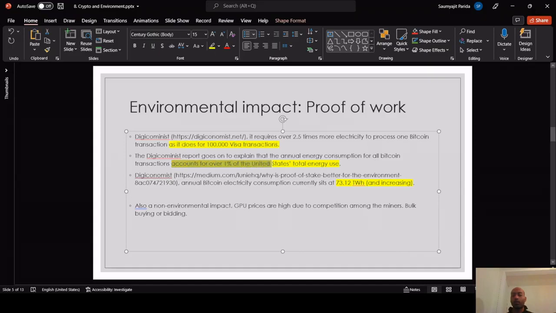It is an approximate estimate that Bitcoin accounts for over 1% of the United States' total energy use, which is massive. It is consuming around 73.12 TWh, terawatt hours, and it's increasing. So one can imagine the scale of power, because the electricity is related to the way in which it is produced.